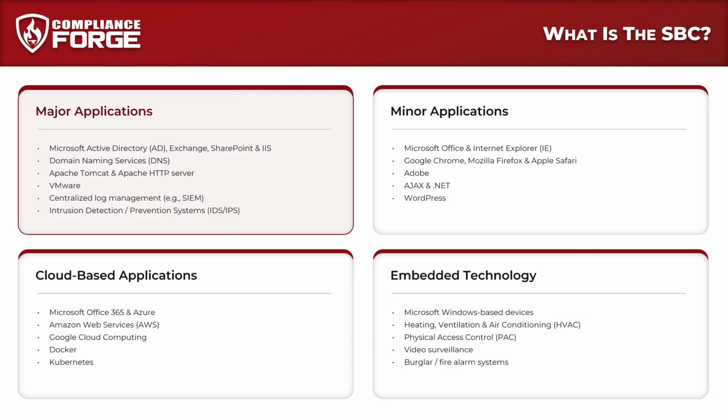Coverage extends to major applications, including Microsoft Active Directory, Exchange, SharePoint, and IIS, domain naming services, Apache, VMware, centralized log management, and intrusion detection and prevention systems. Minor applications, including Microsoft Office, the common web browsers, Adobe, .NET, and WordPress. Cloud-based applications, including Office 365, Azure, Amazon Web Services, Google Cloud, Docker, and Kubernetes. And embedded technology, including Windows-based devices, HVAC, physical access control, video surveillance, and burglar and fire alarm systems.